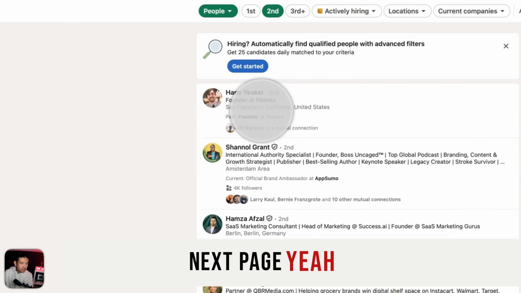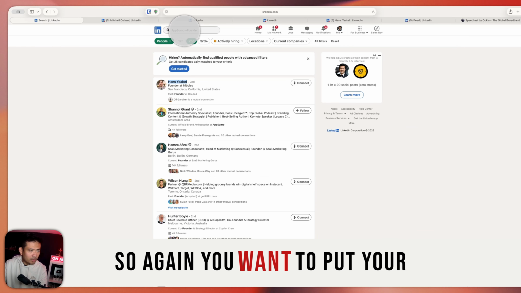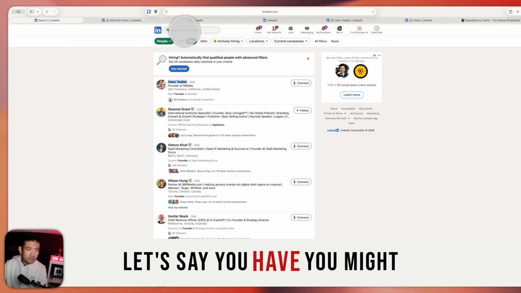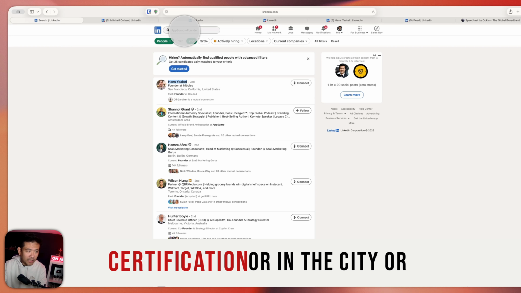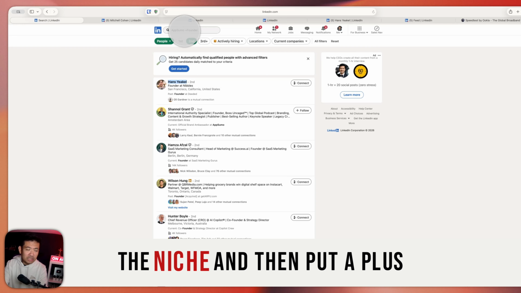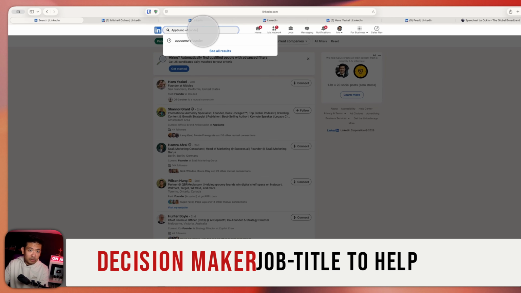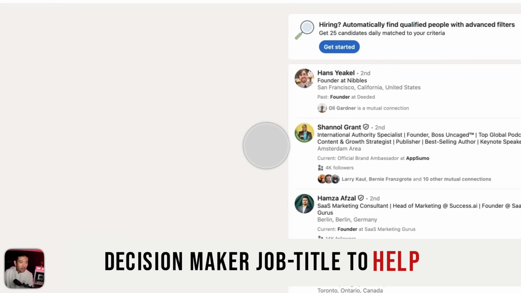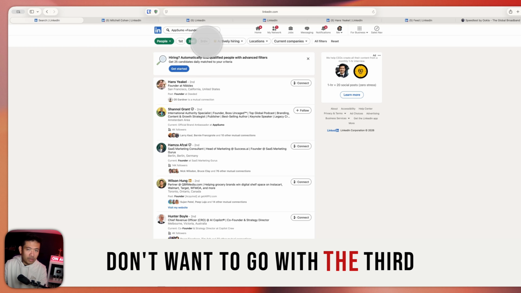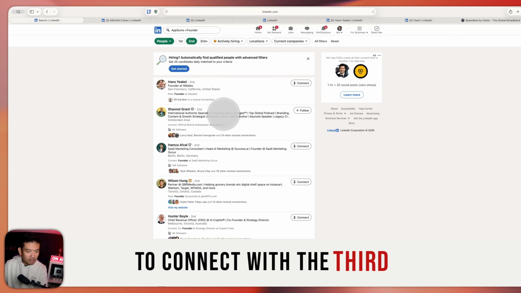Let's go to the next page. This would be another one. Again, you want to put your competitor or industry name, or a well-known certification or anything specific to the niche, then put a plus sign together with the decision maker job title. Make sure you are in the second degree, and you don't want to go with the third degree, because it's usually a lot harder to connect with a third-degree connection.